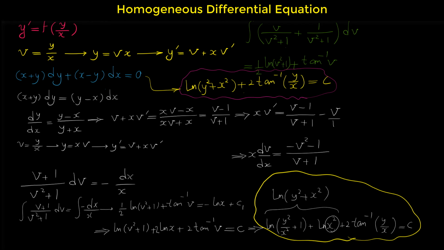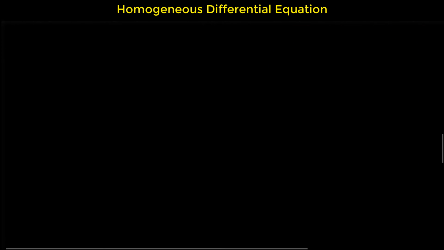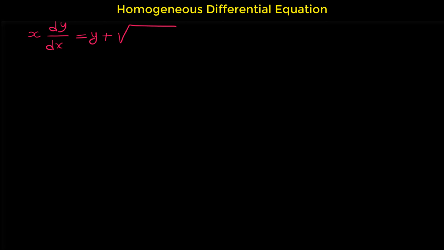Now let me show you another example. The next example is this: x dy over dx equals y plus square root of x squared minus y squared. And also we have an initial condition in this question: y at point 1 equals 0. First, we divide both sides by x to get rid of this x, to make the differential in the form of y prime equals something.